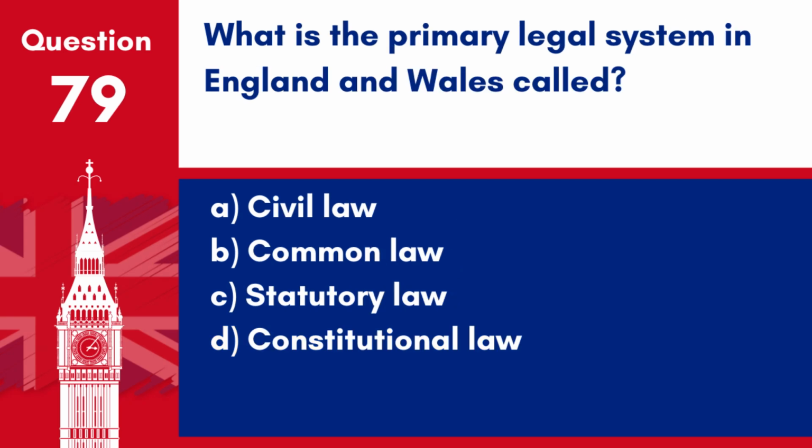Question 79. What is the primary legal system in England and Wales called? A. Civil law. B. Common law. C. Statutory law. D. Constitutional law. Answer: B. Common law. The primary legal system in England and Wales is known as common law, which is based on court judgments and precedents rather than written codes.